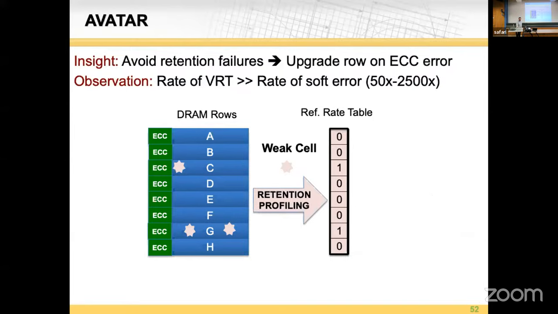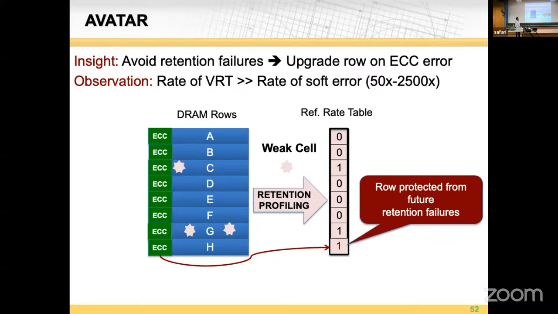Okay, so the insight of AVATAR is that retention failures happen randomly, and to avoid them, we can upgrade the row on an ECC error. So the idea is to have some feedback from the DRAM cells themselves, and you change the retention time based on that. Let's say you refresh rows in a larger refresh window, and you observe a bit flip here. The ECC already corrects it, right? Then it updates the retention profile, and you check your retention profile to redefine the refresh period for this particular row.